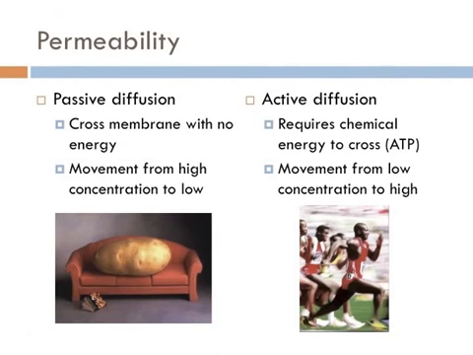Cellular permeability is how easy it is to get across the cell membrane. There are two basic types. First, there is passive diffusion. This happens when a chemical requires no energy to move across the membrane. And this happens because those molecules are moving from a high concentration to a low concentration.